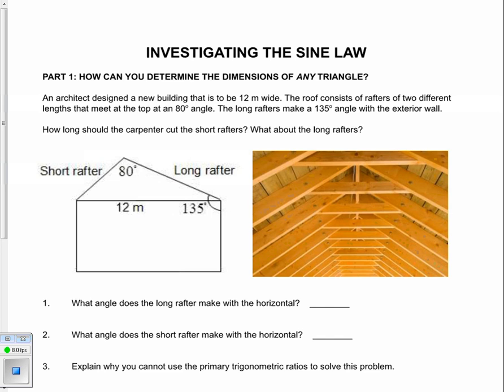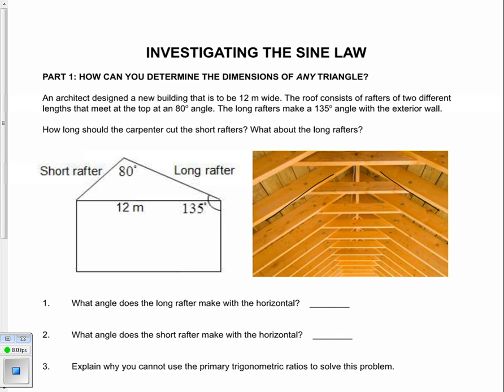Let's say that an architect designs a new building and it's supposed to be 12 meters wide. The roof consists of two rafters of different lengths. Again, a rafter is one of these things, the angled pieces that help to support the roof. The rafters are two different lengths and they meet at the top with an angle of 80 degrees. The long rafters make a 135-degree angle with the outside exterior wall. So how long should the carpenter cut the short rafters? We want to figure out the length of both the short rafter and the long rafter.